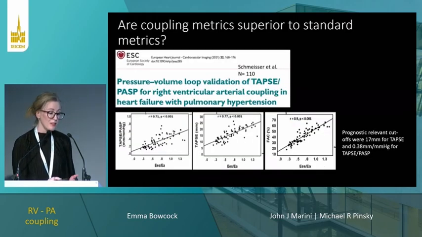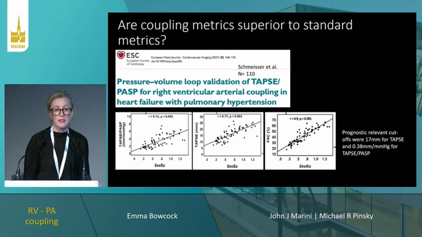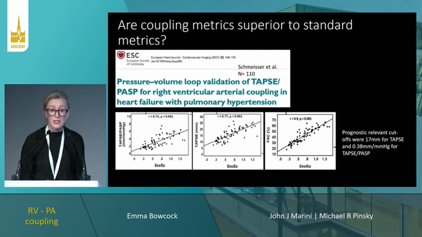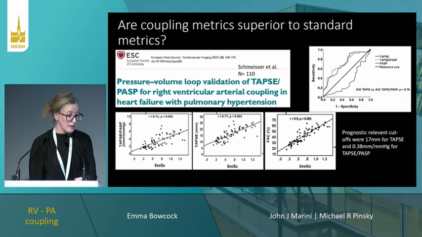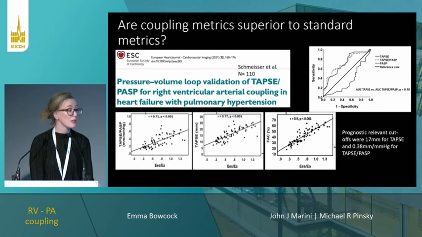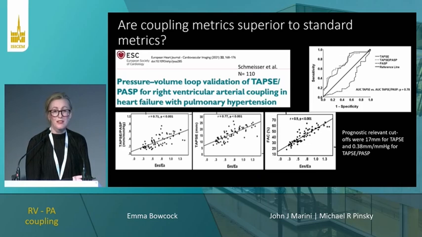So this brings up the question of whether these coupling metrics are superior to our standard methods. This very nice paper in 2021 by Smizer et al. of 110 patients with heart failure compared all of these surrogates. They showed that TAPSE to pulmonary artery systolic pressure has a really similar but slightly inferior correlation than TAPSE alone, or fractional area change, which is another metric we commonly use to assess RV function. Certainly the TAPSE to pulmonary artery systolic ratio didn't perform better than TAPSE alone in predicting mortality. But I just note they both performed better than pulmonary artery systolic pressure alone.